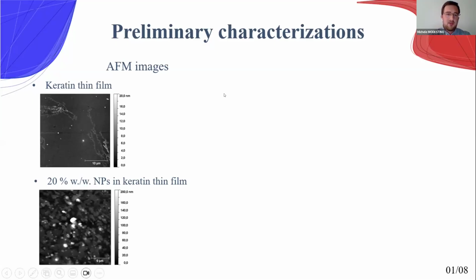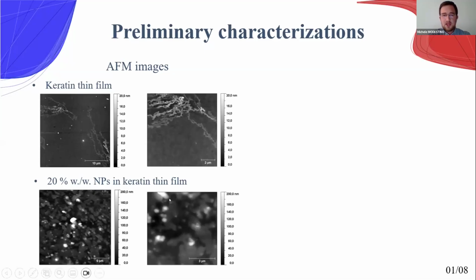Starting from the AFM images, and in particular by increasing magnification, it is possible to observe that the surfaces of these two samples are quite different. In fact, the surface of the keratin thin film is practically flat, with only some structures of thickness near 20 nanometers. These are crystallizations of keratin that completely disappear with the introduction of magnetic nanoparticles, and this structure is substituted by the presence of higher structures with 200 nanometers of thickness.